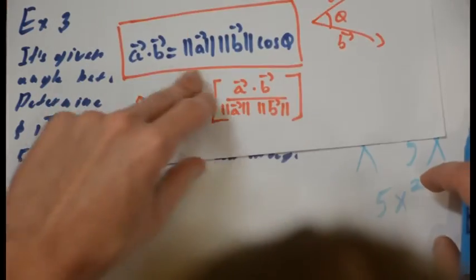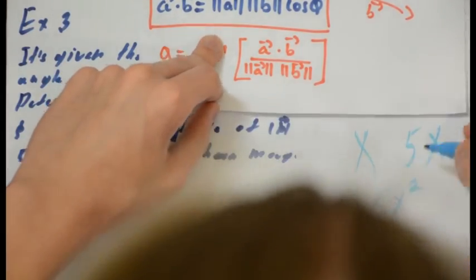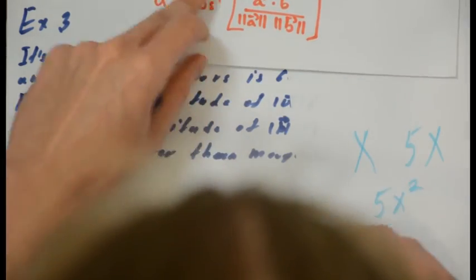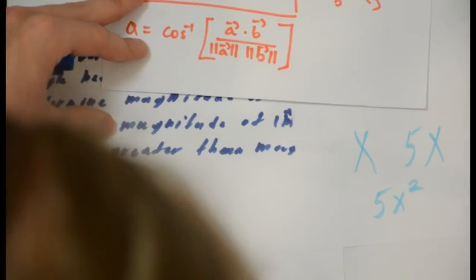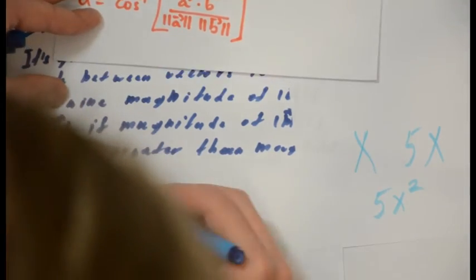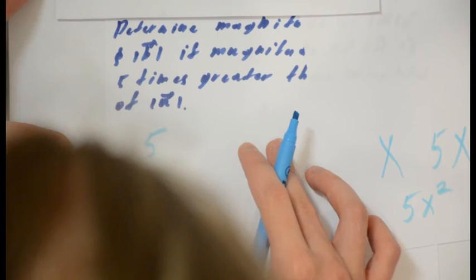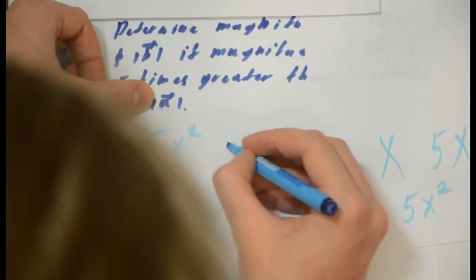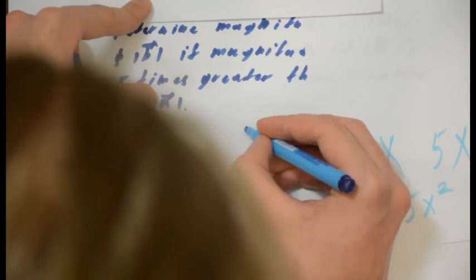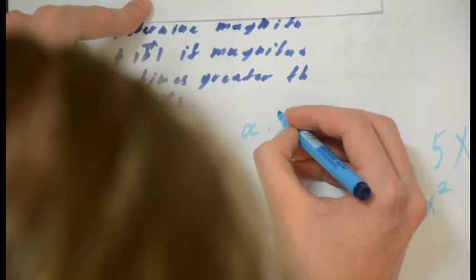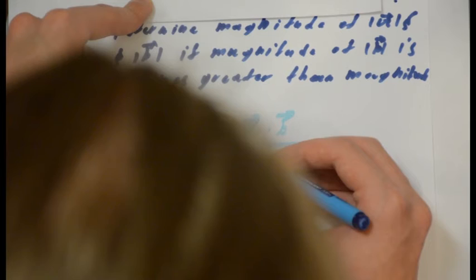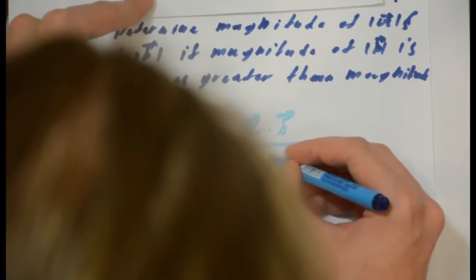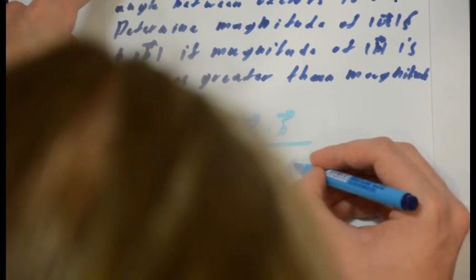Later we can rearrange the formula to determine the x value. So we rearrange it, and we make 5x squared equal to A dot B over cos of 60, which is given.